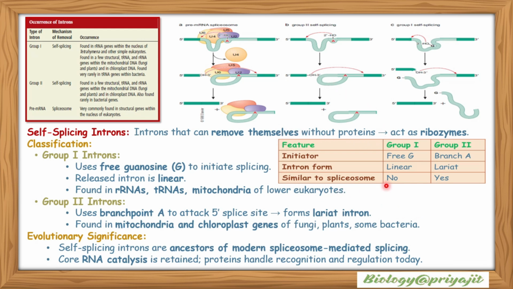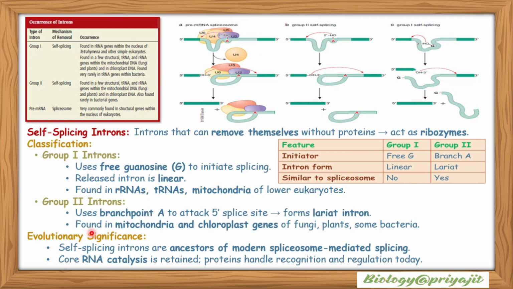This is the table showing the differences between group 1 intron and group 2 intron. The initiator of group 1 is a free guanosine nucleotide, and the initiator of group 2 is the branch point adenine nucleotide. The intron forms a linear sequence in the case of group 1. Introns form a lariat-like structure in the case of group 2 introns. Group 1 is not similar to the spliceosome, but group 2 is somewhat similar, as lariat-like structures are formed with the help of the spliceosome.